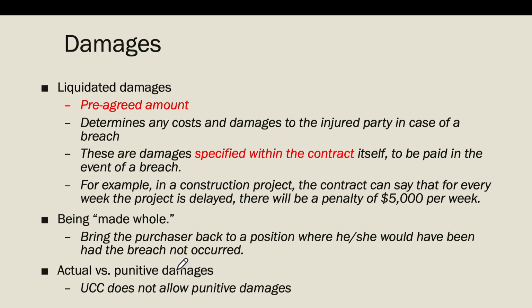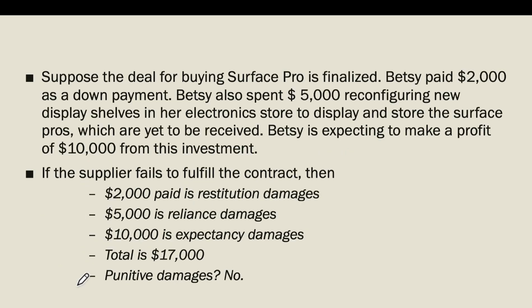And then actual versus punitive damages. In punitive damages, for example, if it is the fault of a supplier, a buyer may wish to impose some penalty on the supplier, but UCC, that's Uniform Commercial Code, does not allow punitive damages. Now here is an example.